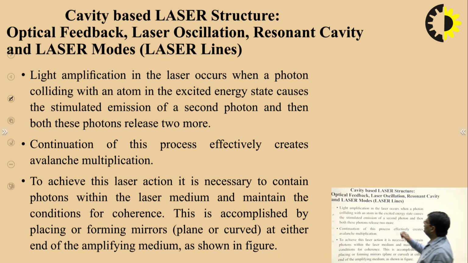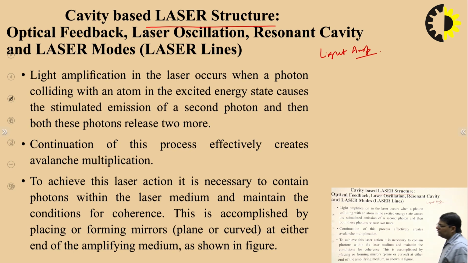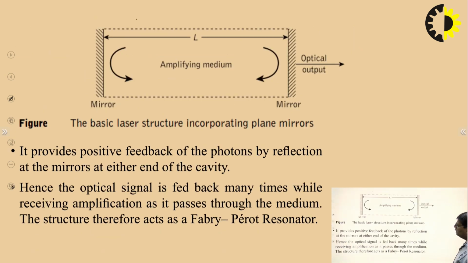Another is the cavity based laser structure. Basically we know that in the case of a laser there is amplification of light. To achieve the amplification of light, we use a cavity based laser structure, and this may be given the name Fabry-Perot cavity or Fabry-Perot resonator.